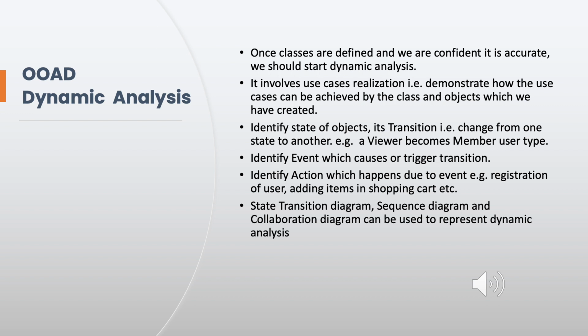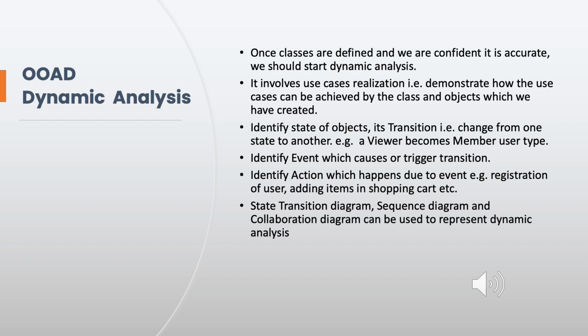It involves use case realization. For example, demonstrate how the use cases can be achieved by the classes and objects which we have created. Identify the state of objects, that is, transition, change from one state to another. For example, a viewer, when he registers, becomes a member user type. Identify the event which causes or triggers a transition. So registration is an event which causes the transition from viewer to member type. Identify the action which happens due to the event, such as registration of user, adding items in shopping cart, etc.